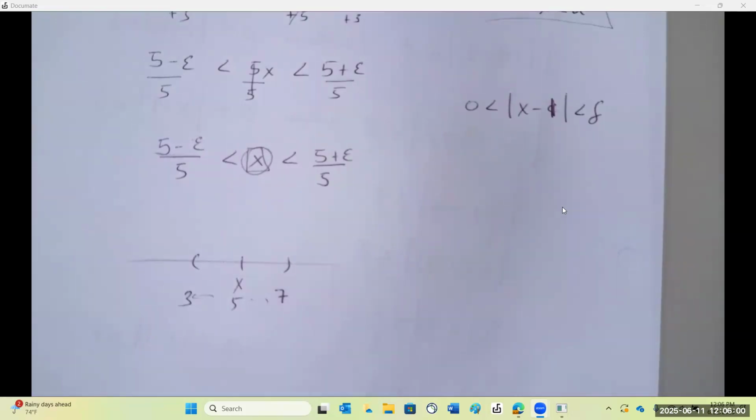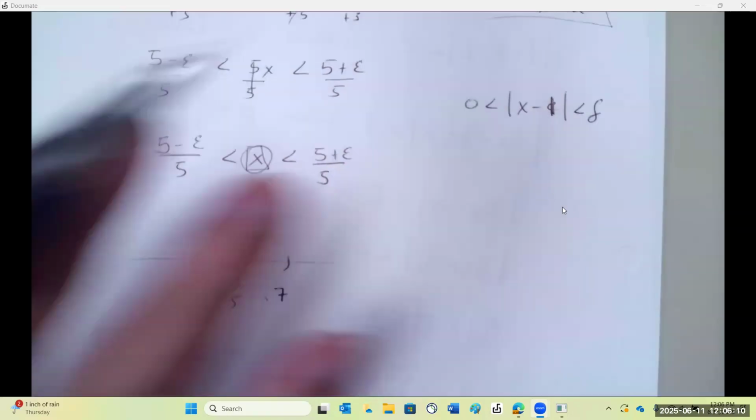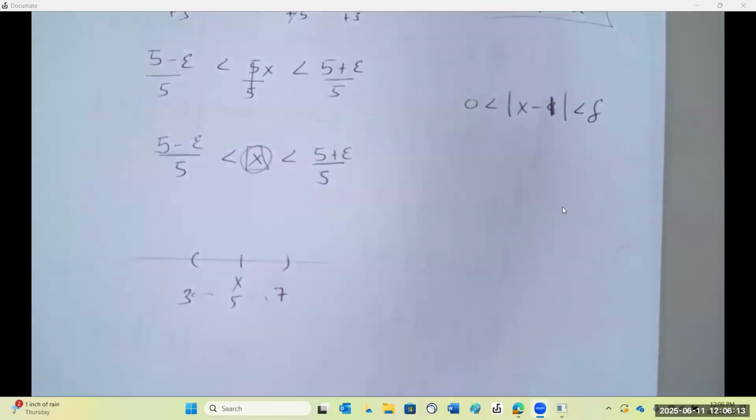Will it always be the case? No. Because it depends on what kind of function you have and how fast it changes. If it's symmetric, it's easy. We can do what we've been doing.